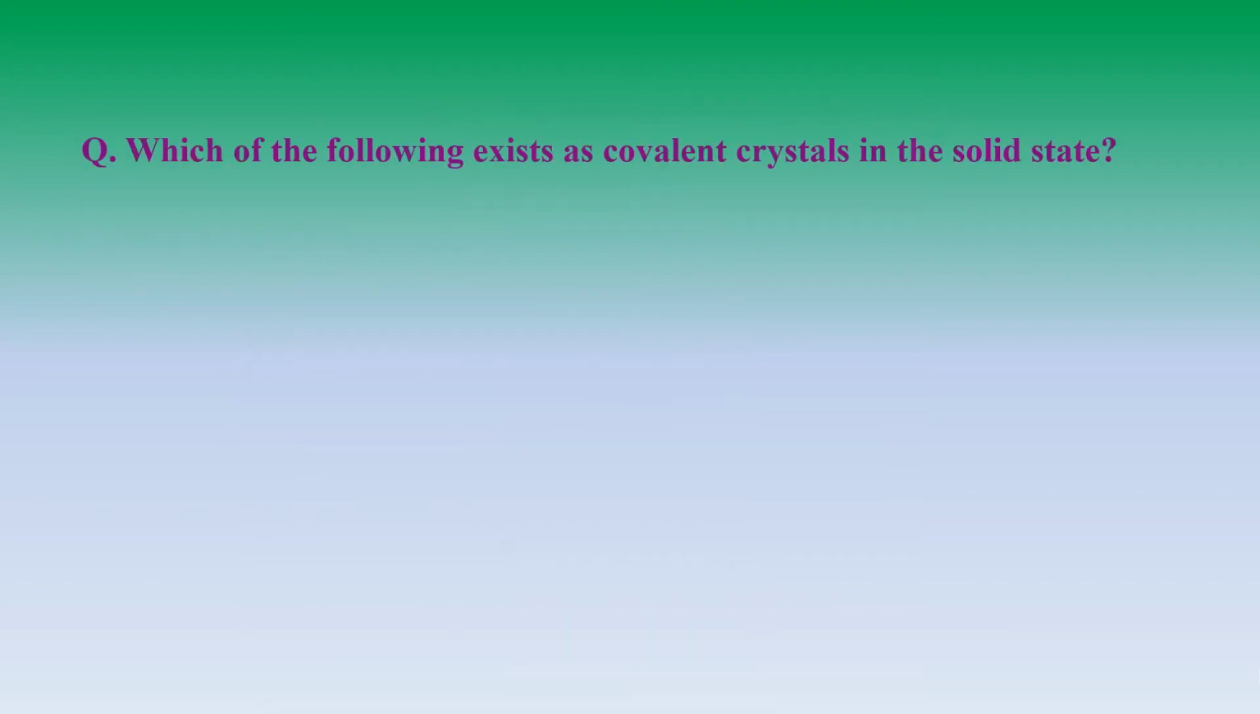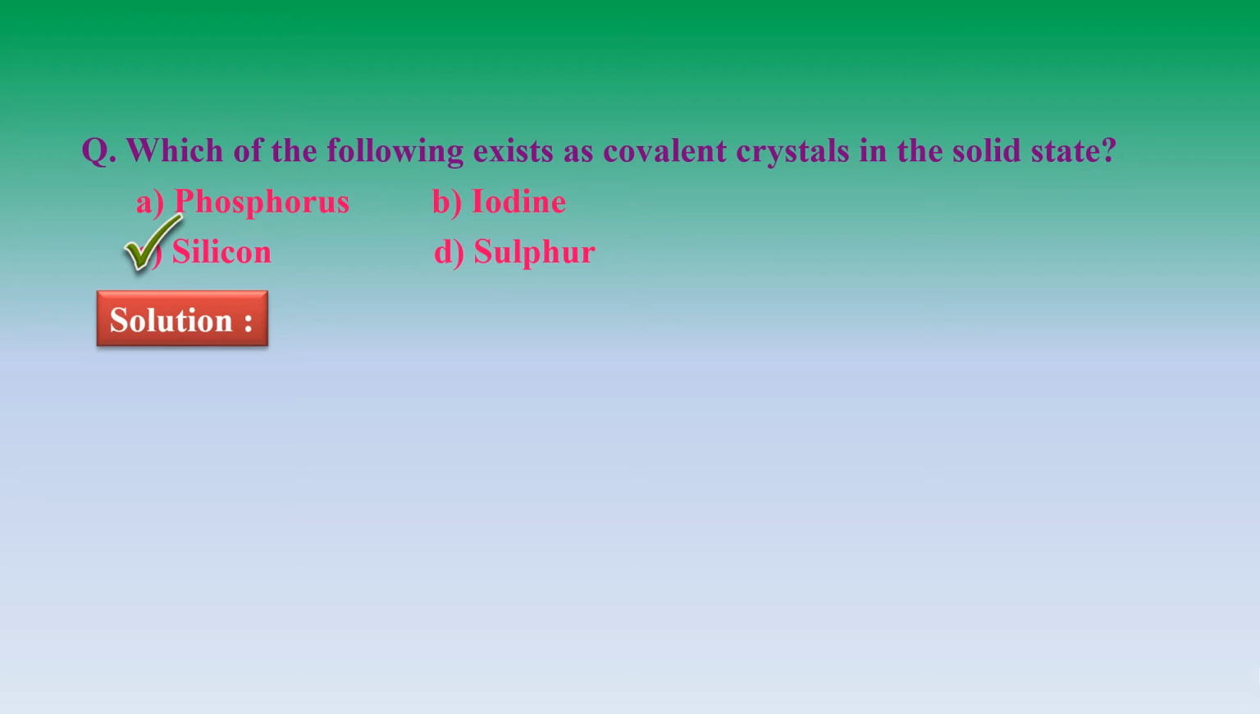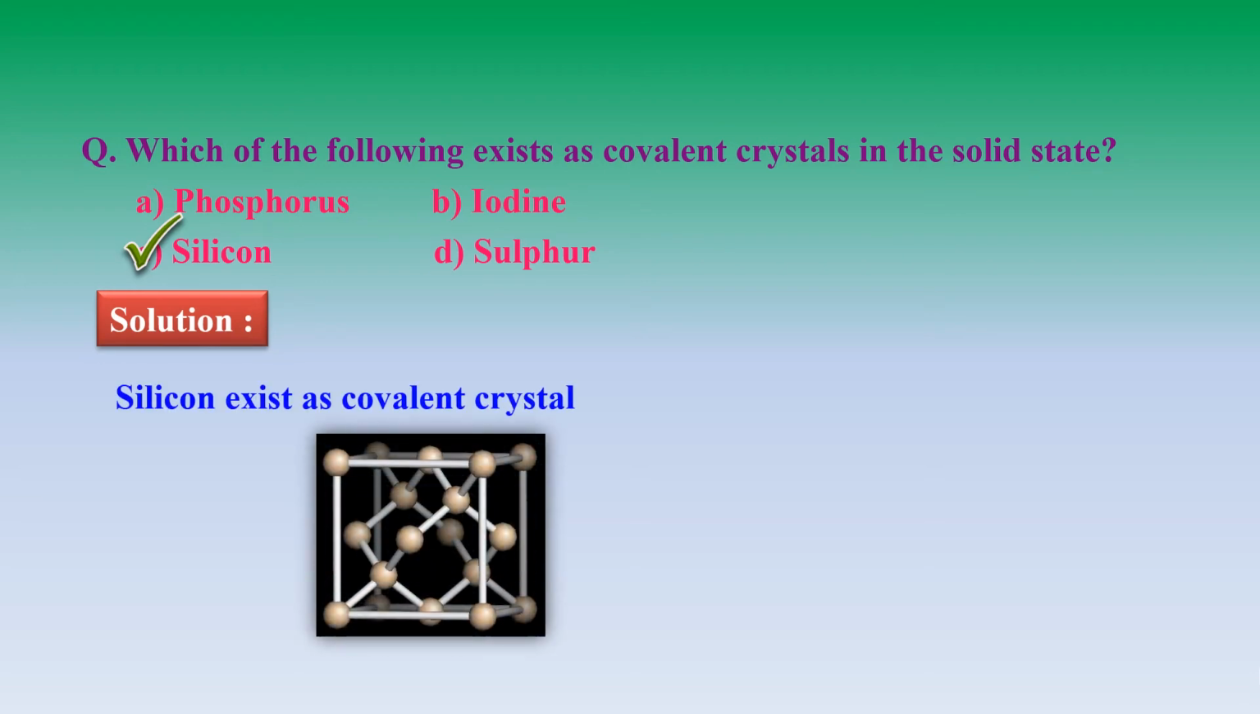We will take one example. Which of the following exist as covalent crystal in the solid state? Options are phosphorus, iodine, silicon, and sulfur. Out of this, which exists as covalent crystal in the solid state? Answer is silicon. Let us consider the solution. Silicon exists as a covalent crystal where silicon is bonded to another silicon with a covalent bond.